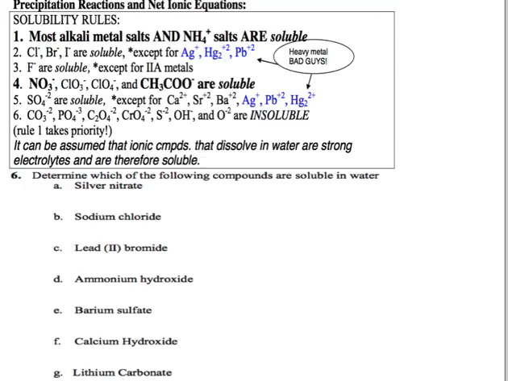I'm going to make these a lot prettier and simpler as we go through them. I just want to show you what you're presented with in most textbooks. You get all these crazy things, but I'm breaking it down as simple as I can. The first rule: most alkali metals are all what group? Group 1. So group 1 salts and ammonia salts are soluble.